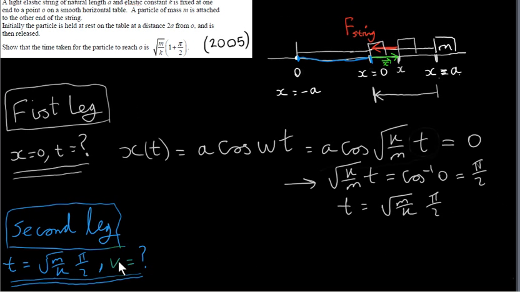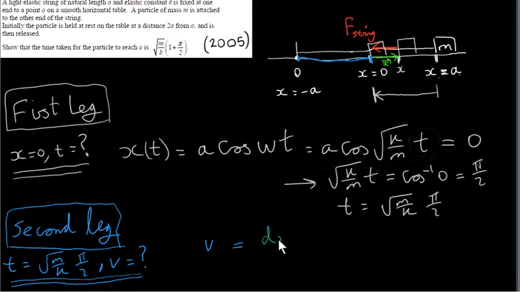So we want the speed, which I'm calling v, when t equals root m over k times pi over 2. Once we have the time, we can get the speed, because the speed will depend on the time. How do we get the speed? Well, we get the speed from the position. The speed at any time, I could write v of t to emphasize that v is a function of t, but we don't have to put that in.